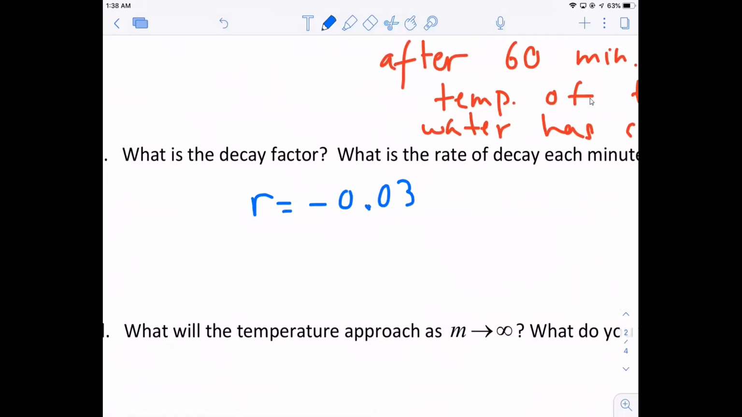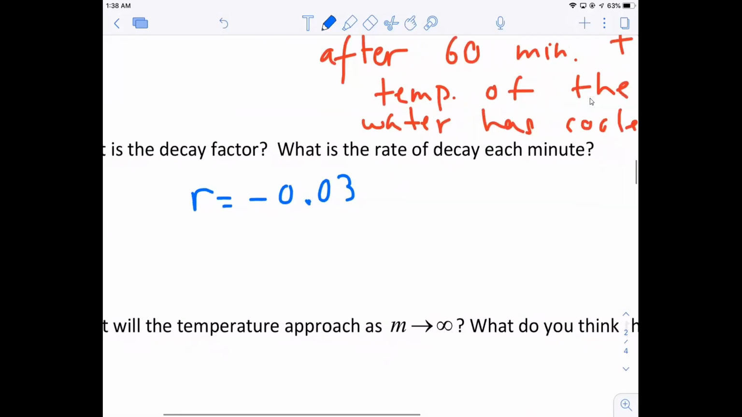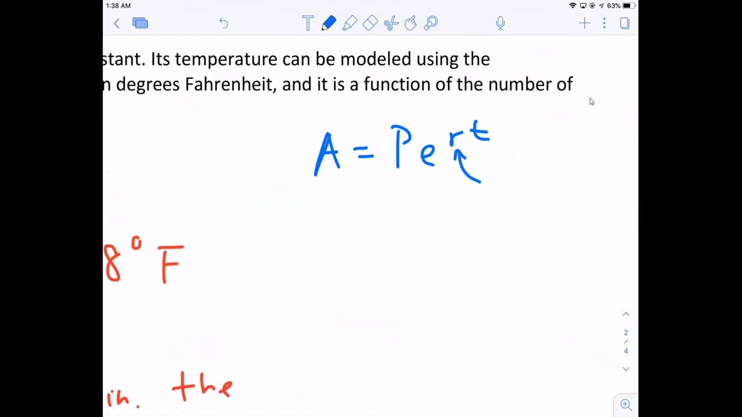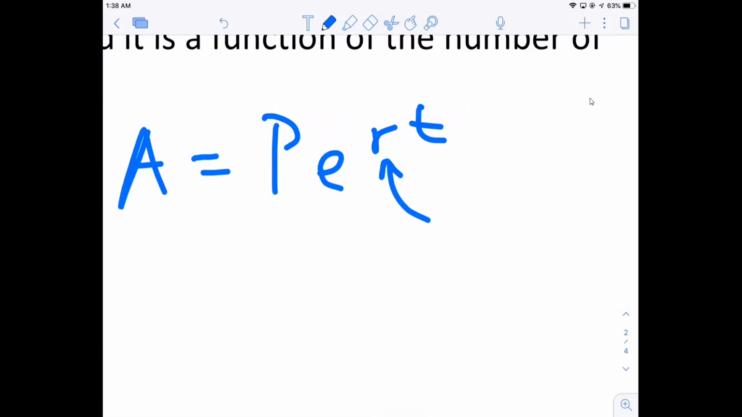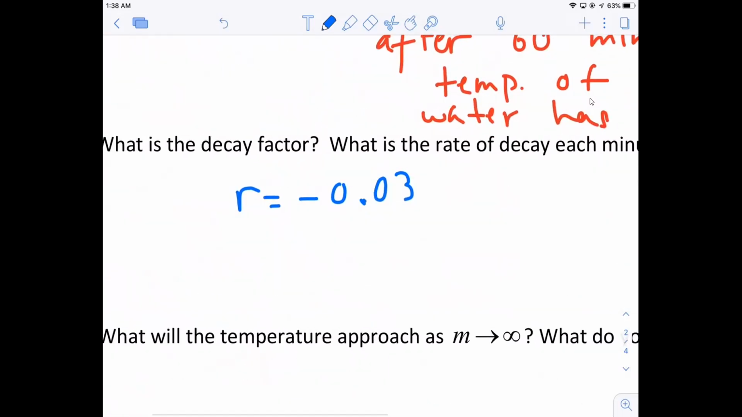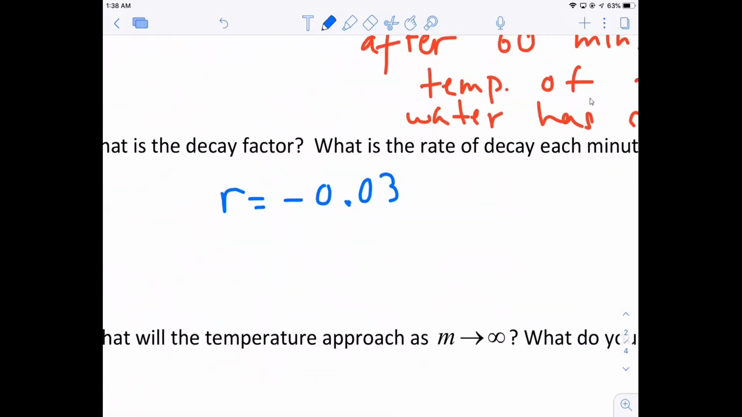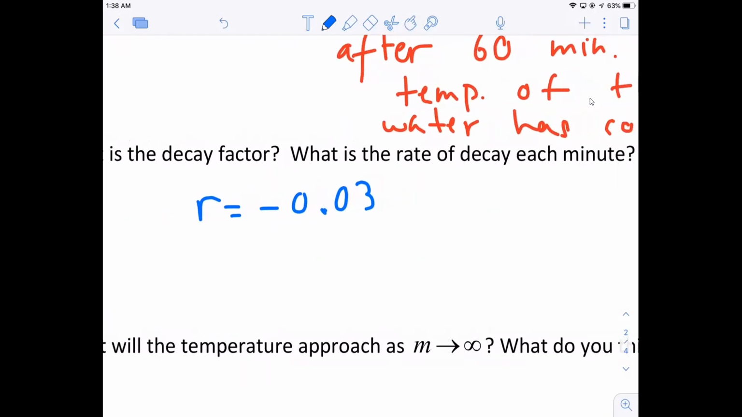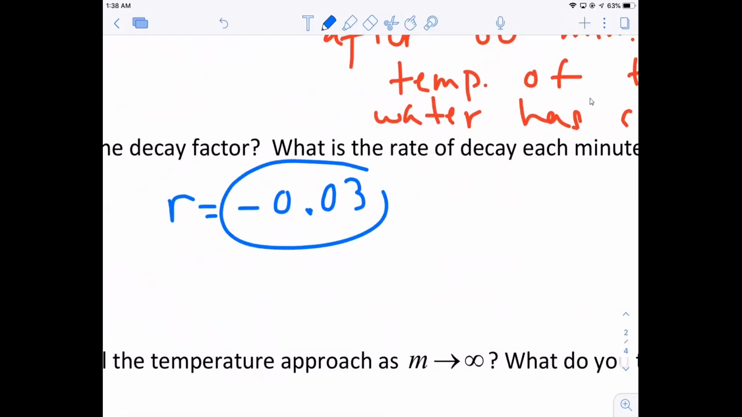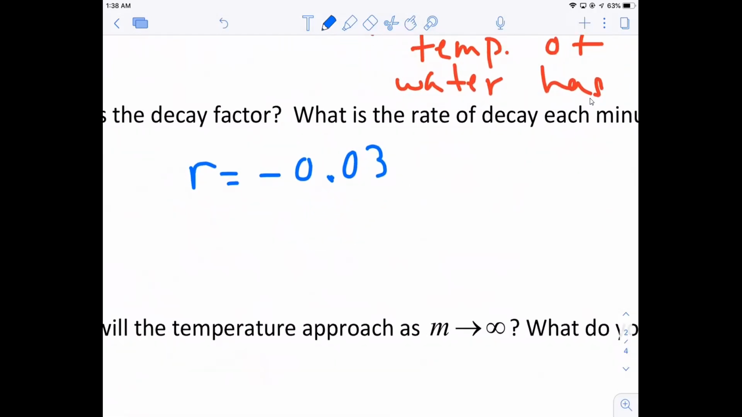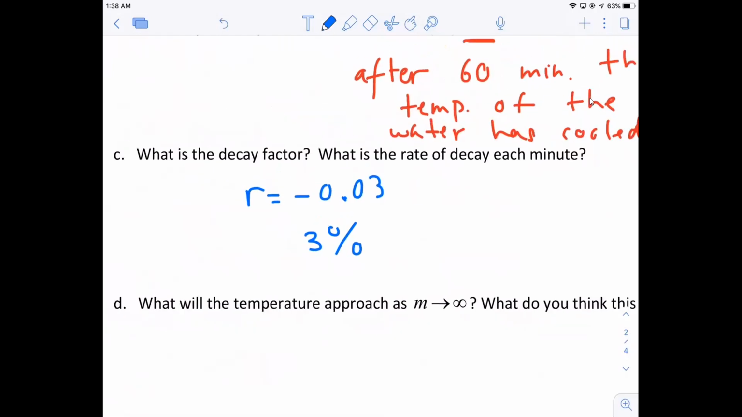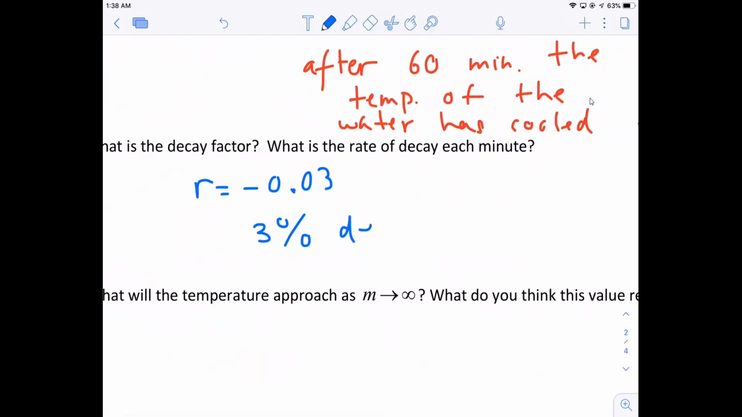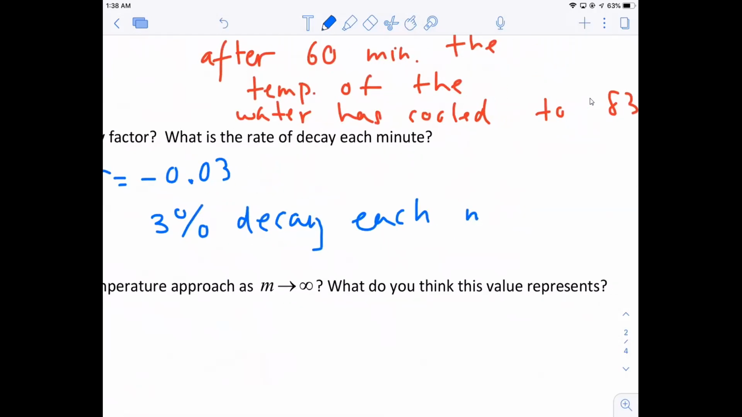So I haven't talked about this, I probably should have talked about this earlier, right? But we know in the PERT formula, we just plug in for the R. So if the R is negative, well, that indicates a decrease or a rate of decay. And of course, when the R is positive, that's a rate of increase. So the rate of decay is just change this to a percentage. It's 3%. So it's 3% decay each minute. In other words, the water cools by 3% each minute.